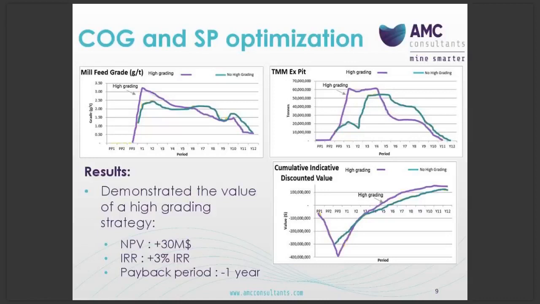If you look at the total material movement ex-pit, you can obviously see that to get those higher grades, we had to move additional material in the first years of production, raising total material movement to about 60 million tons per annum for the first 4 years. And obviously, if you look at the last graph, moving additional material at the start of the mine life required bringing forward some of the capital expenditure for purchasing mining equipment. But overall, the high grading strategy resulted in an increase of $30 million in NPV, increased the IRR by 3%, and increased the payback period by about 1 year.